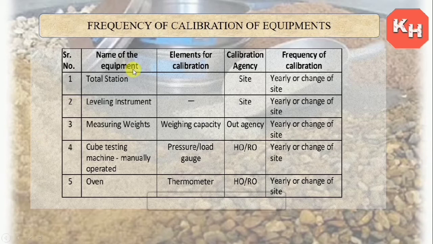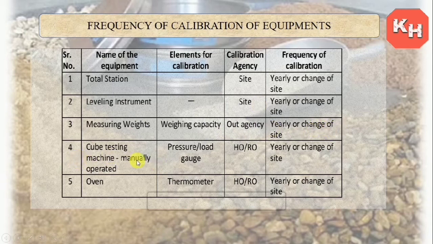Now we will check the frequency of calibration of equipment. This is the name of equipment, element of calibration, and frequency of calibration. For total station, it is yearly or change of site, and calibration is done at site. For leveling instrument, it is also yearly or change of site, done at site. For weighing equipment, we have to check the weighing capacity, by an outside agency, with frequency yearly or change of site.